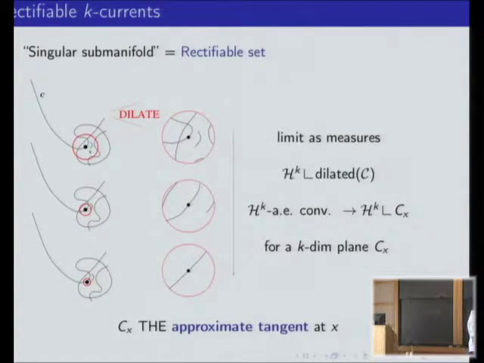And you can do the following procedure. You take a sequence of smaller and smaller balls around the point, no matter which sequence of radii you choose. And you dilate what is inside the little ball to the size of the unit ball. You dilate everything that is inside. And what you are requiring is that for almost every choice of the point that you've made, you will see here on the right that the sequence converges to the measure carried by a k-dimensional plane. And this k-dimensional plane is uniquely determined. So for almost any point, you can do this procedure of dilations and get a plane in the limit, in the sense of measures. And this is what is called the approximate tangent to the rectifiable set at that point.